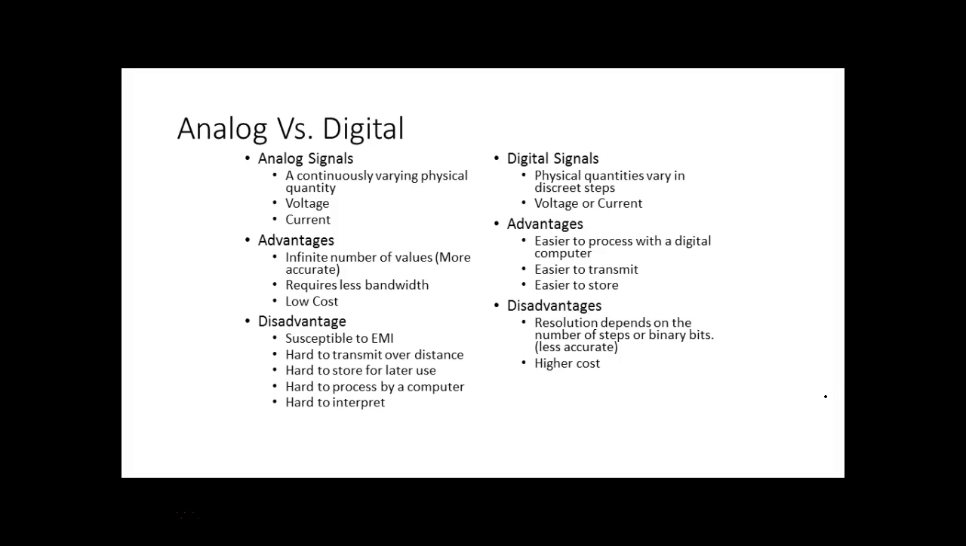Digital, physical quantities vary in discrete steps. We can use either voltage or current. Of course, the most popular is voltage. Easier to process with the digital computer, easier to transmit, easier to store. A disadvantage: the resolution depends on the number of bits, or binary bits. It makes it less accurate. And it costs a lot more money to use digital than analog. So an analog control system would be cheaper than if we start bringing in digital devices.